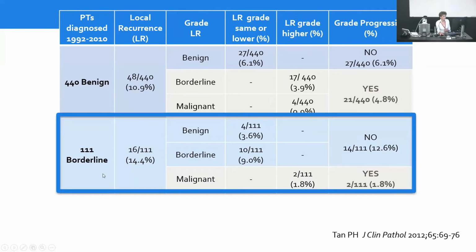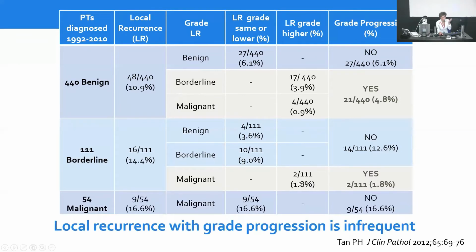The borderline Phyllodes tumors had a local recurrence of 14.4%. Most of them had no progression. Only 1.8% demonstrated grade progression. It's 2 out of these 111 cases, 1.8%, a fairly low rate. And of course, the malignant don't progress. They will recur as the same.